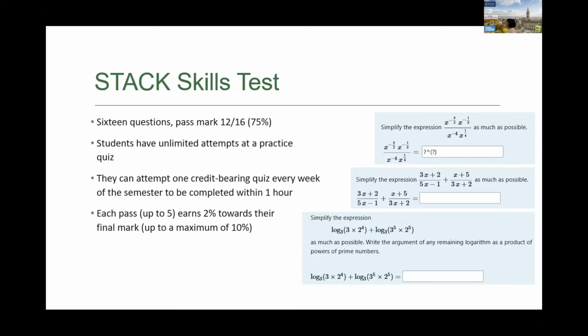So for our actual skills test, we had 16 questions. We'd set a pass mark of 12 out of 16, so 75%. We want the students to be able to do this, which is why we've got such a high pass mark. They have unlimited attempts at a practice quiz, but they can only attempt one credit-bearing quiz every week. Once they start it, they've then got an hour to complete it. They can complete one a week for the full 11 teaching weeks of the semester, but only the first 5 passes count. Each pass earns you 2% towards your final mark, up to a total of 10%.